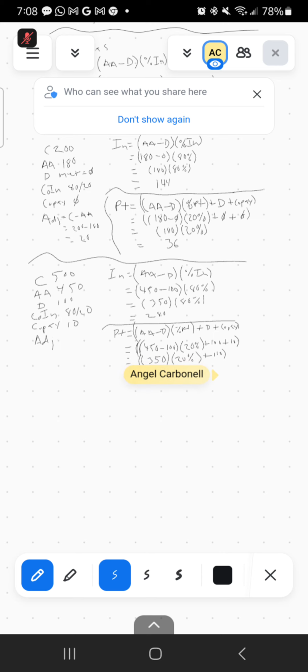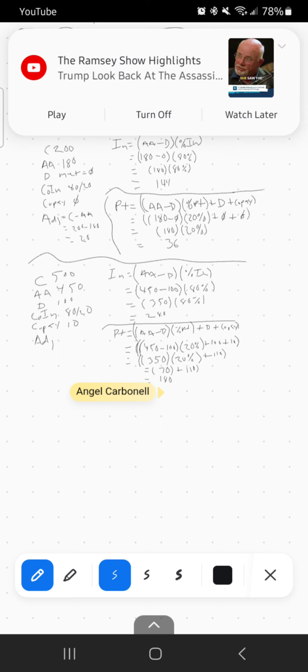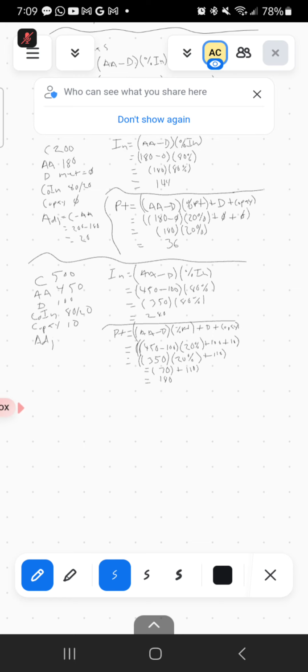So we do the first part first. 350 times 20%. That should be $70. If I got it right, plus $110. So that should be total $180. Yes or no? Yes. Yes.